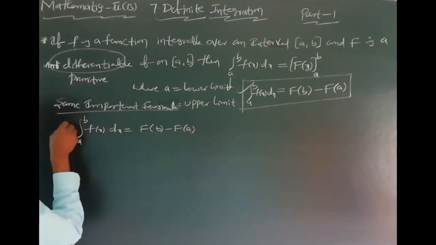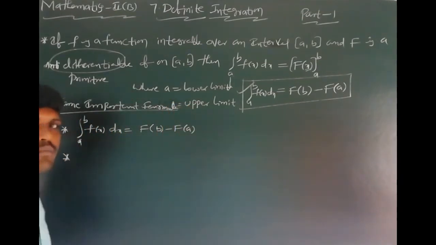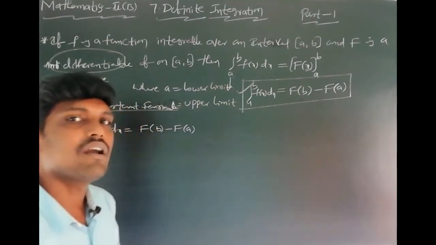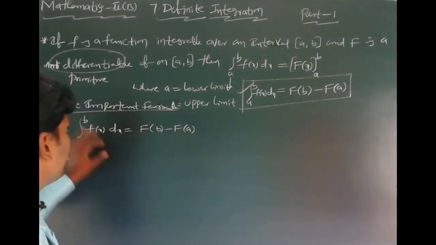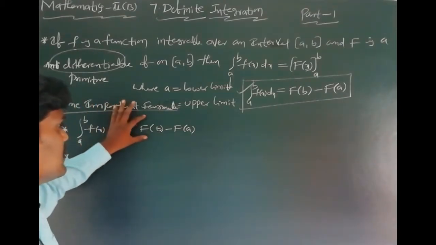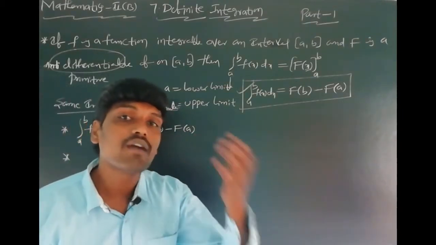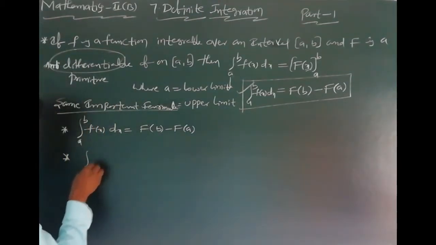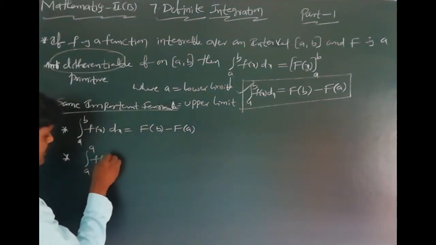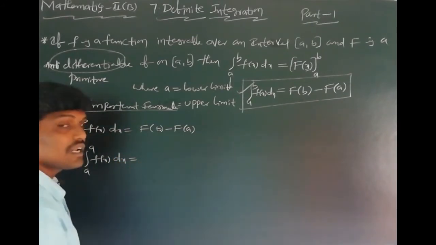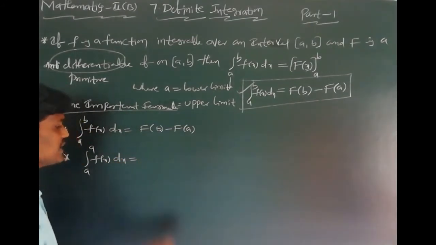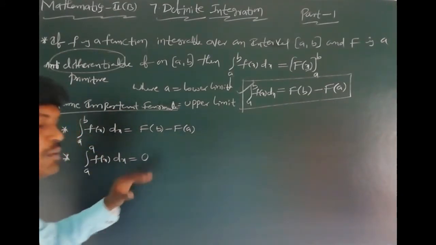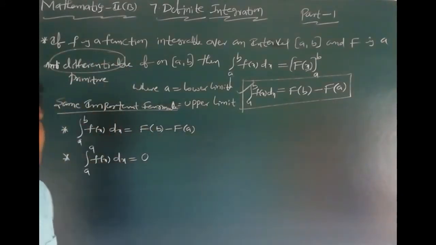What is the second formula? First, integral a to b f of x dx is equal to F of b minus F of a. Here small f is the function, and capital F is the antiderivative. After that, integral a to a f of x dx is equal to 0. Here the upper limit and lower limit are both equal, so the value is 0.